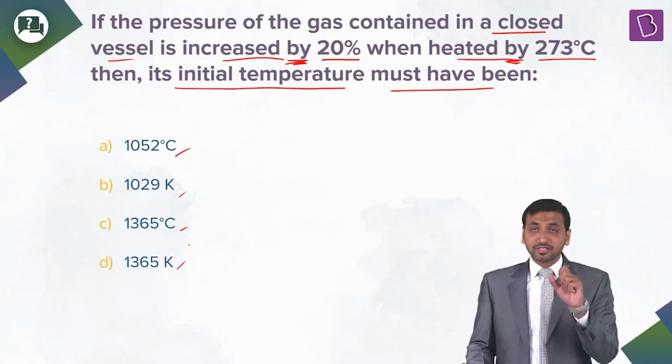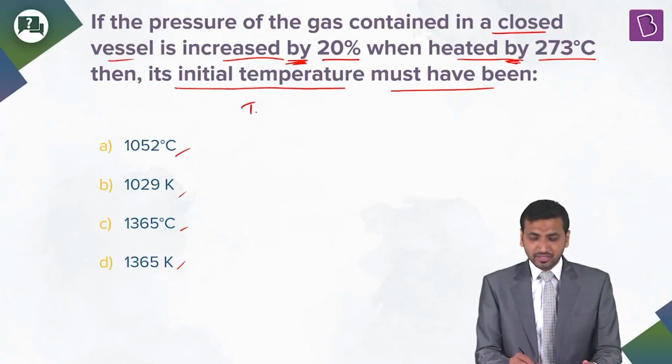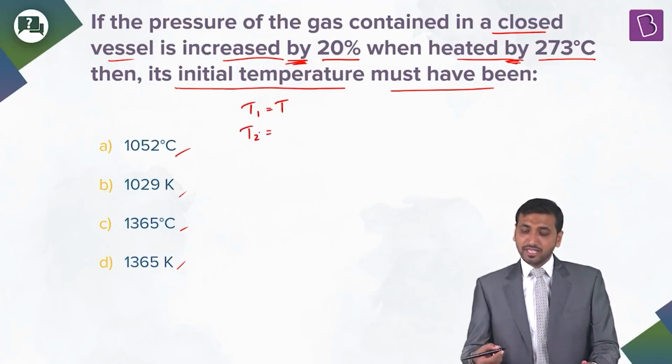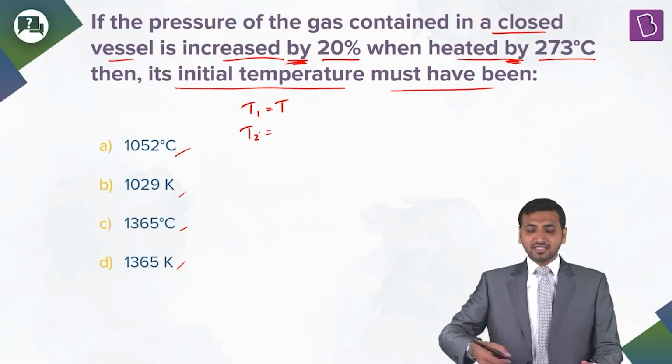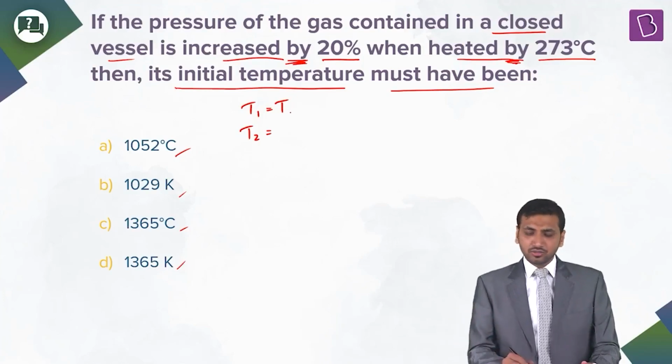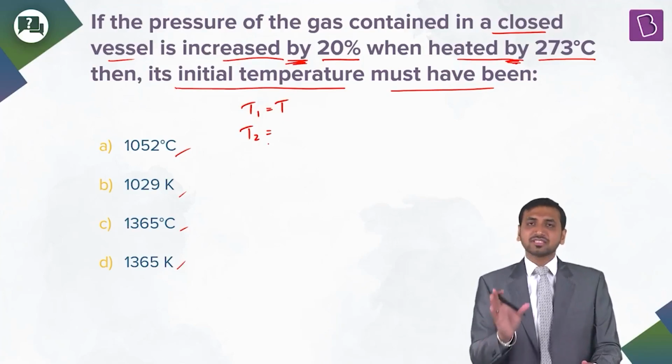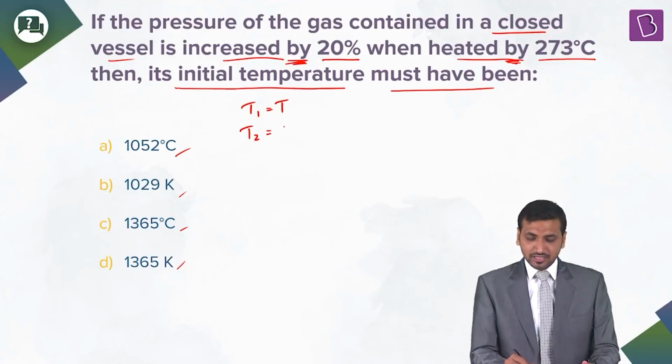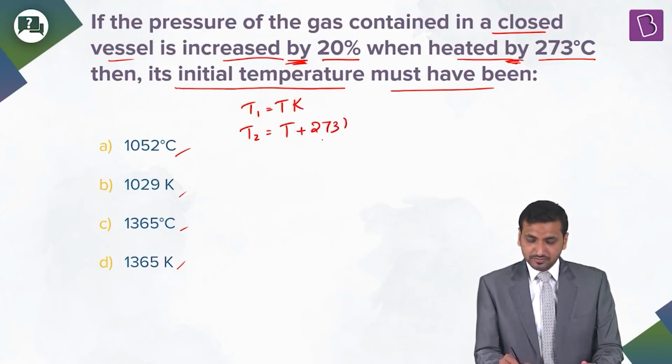So let's assume few things, that initial temperature T1 is T and T2 will be like 273 degrees Celsius higher or 273 Kelvin higher. You can say anything because this is a difference in temperature. So same for degree Celsius and Kelvin. So I'll say if T1 is T Kelvin, then T2 will be T plus 273 Kelvin, right?